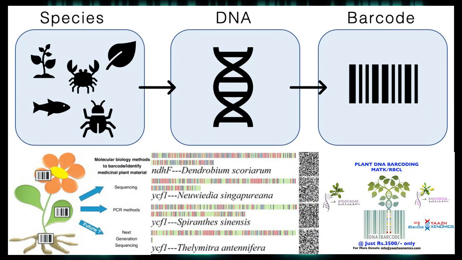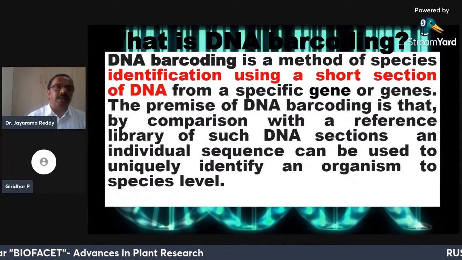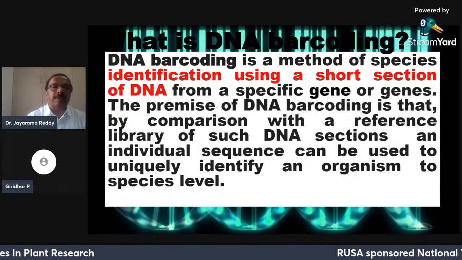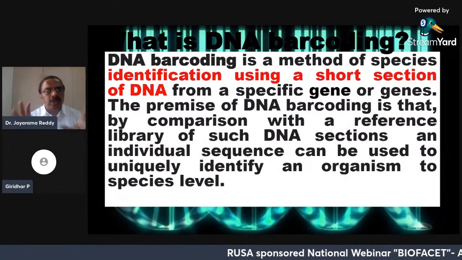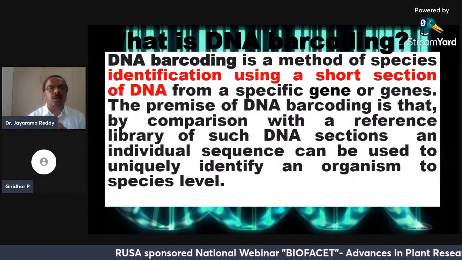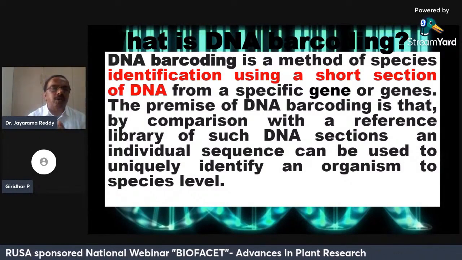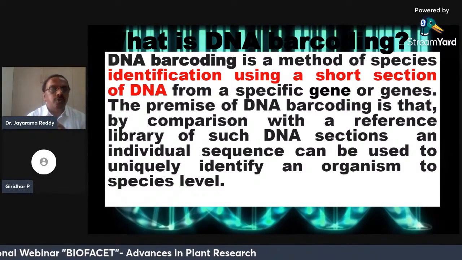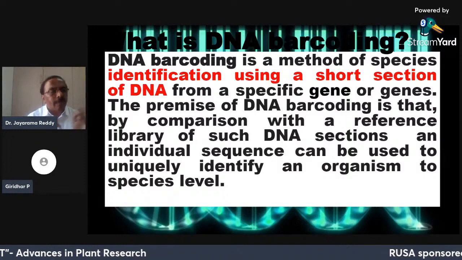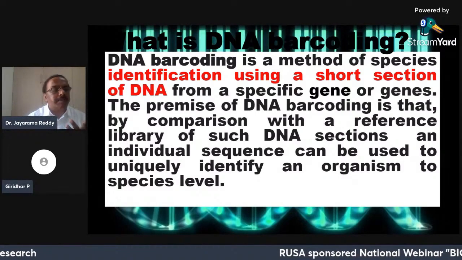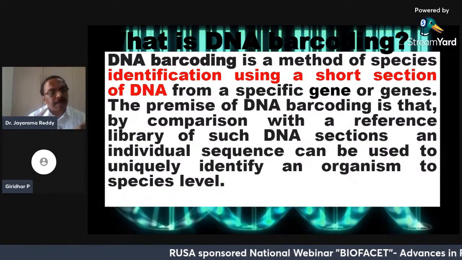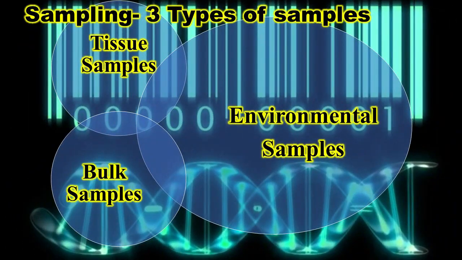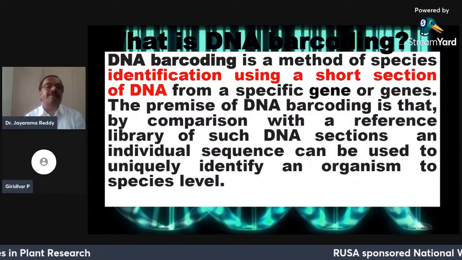In the sense, the plant is converted into a simple barcode, and the barcode is available in a barcode library. There are so many libraries. One is BOLD, and you deposit the barcode in a barcode library. Next time when you want to identify the plant, you isolate the DNA from the plant. It may not be from the plant itself, it may be from an environmental sample, from the fruit, from the leaf, from any part of the plant. You isolate the DNA, and then do barcoding and compare that with the reference one.